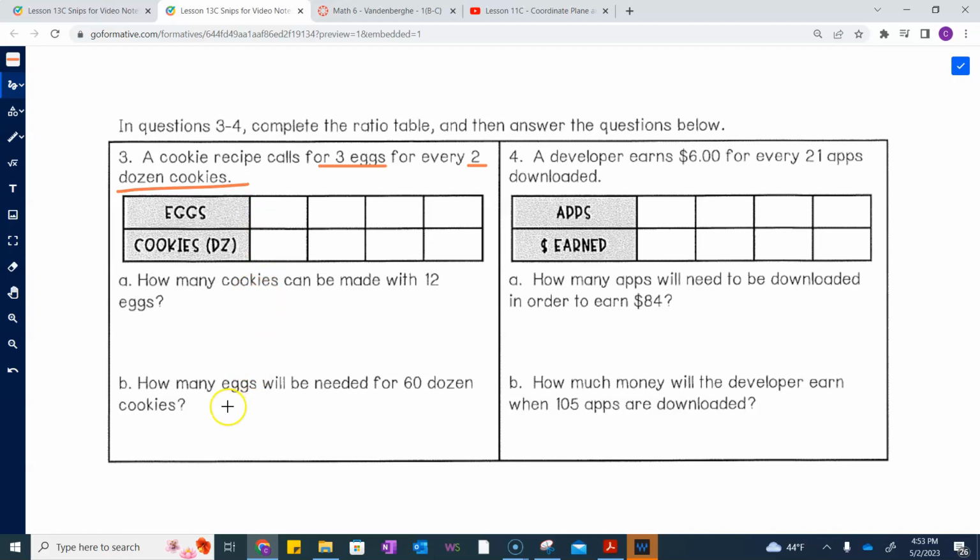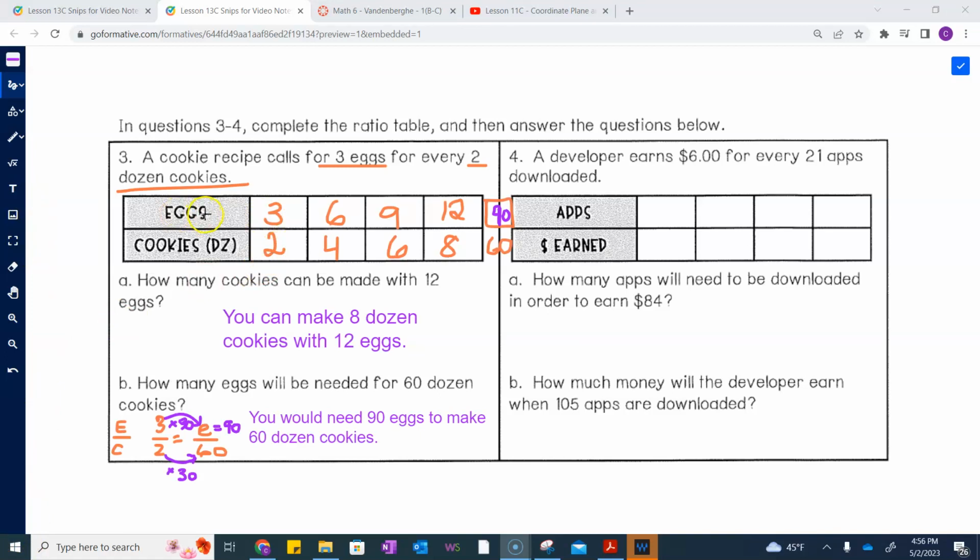And when you're done, turn the video back on to see if you were able to fill out a ratio table, an equivalent fractions or equivalent ratio table, and answer the prompts correctly using that equivalent fraction knowledge.